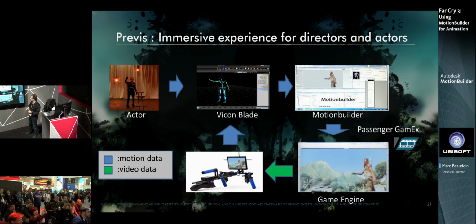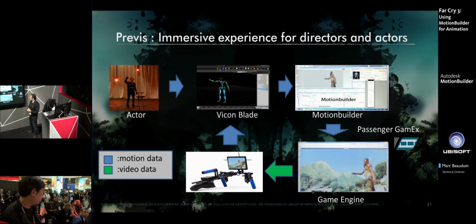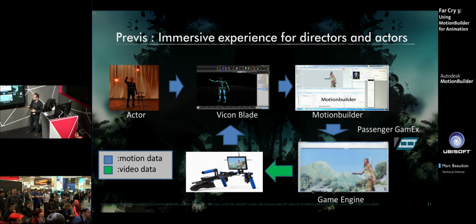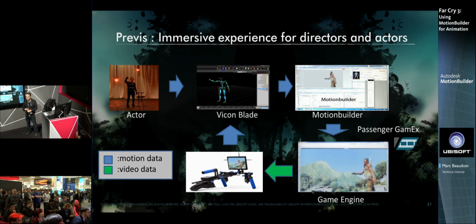We're using a technology developed by our technology group, the passenger team, that developed a connector called GameX. So we can actually stream from MotionBuilder to the game engine directly. This is really good. And the video output of this is sent out to our virtual camera, which is also tracked inside Blade. I'll show you in a video in a few seconds, so you'll get an idea. But really, this creates a very immersive experience for the actor and directors.